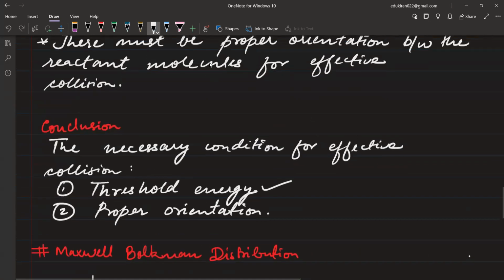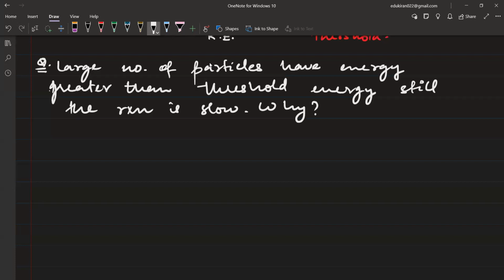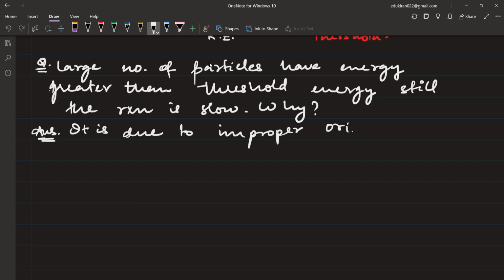Did you understand what the question was trying to ask? So they were actually testing you, that you should know what is the condition for effective collision. One condition was fulfilled, the threshold energy, but the reaction was slow. That means orientation was not good. Please write: it is due to improper orientation of reactant molecules.